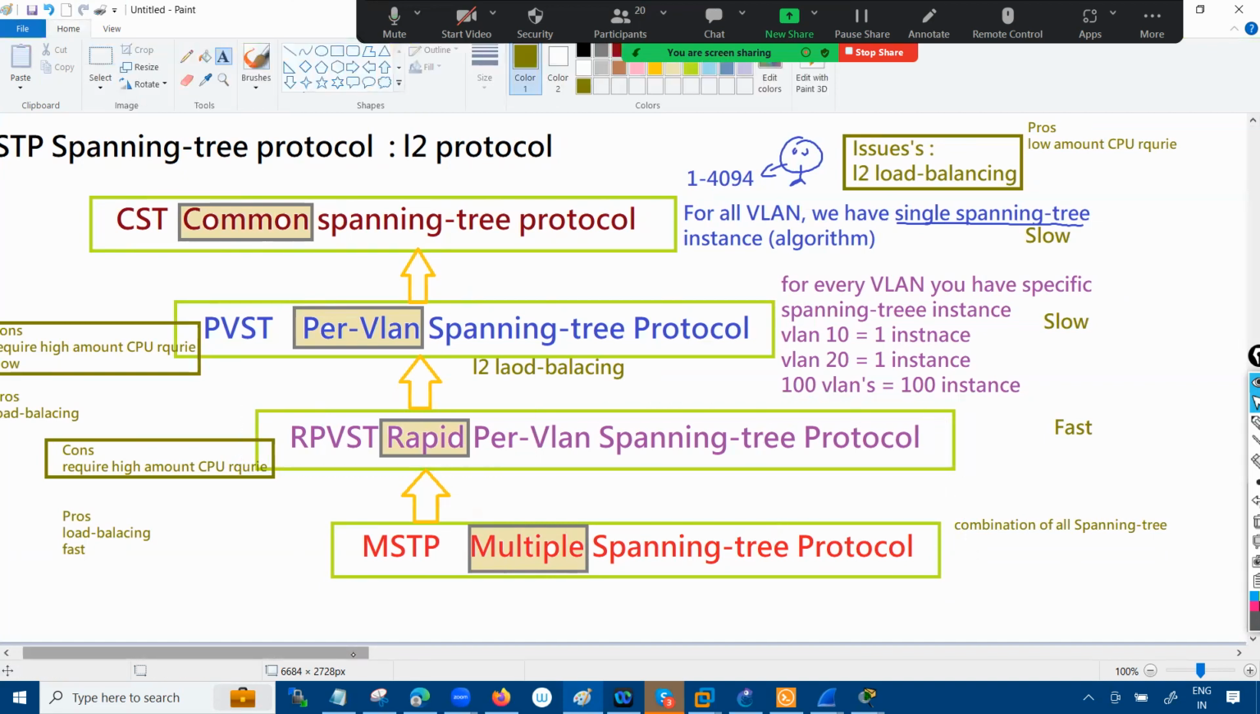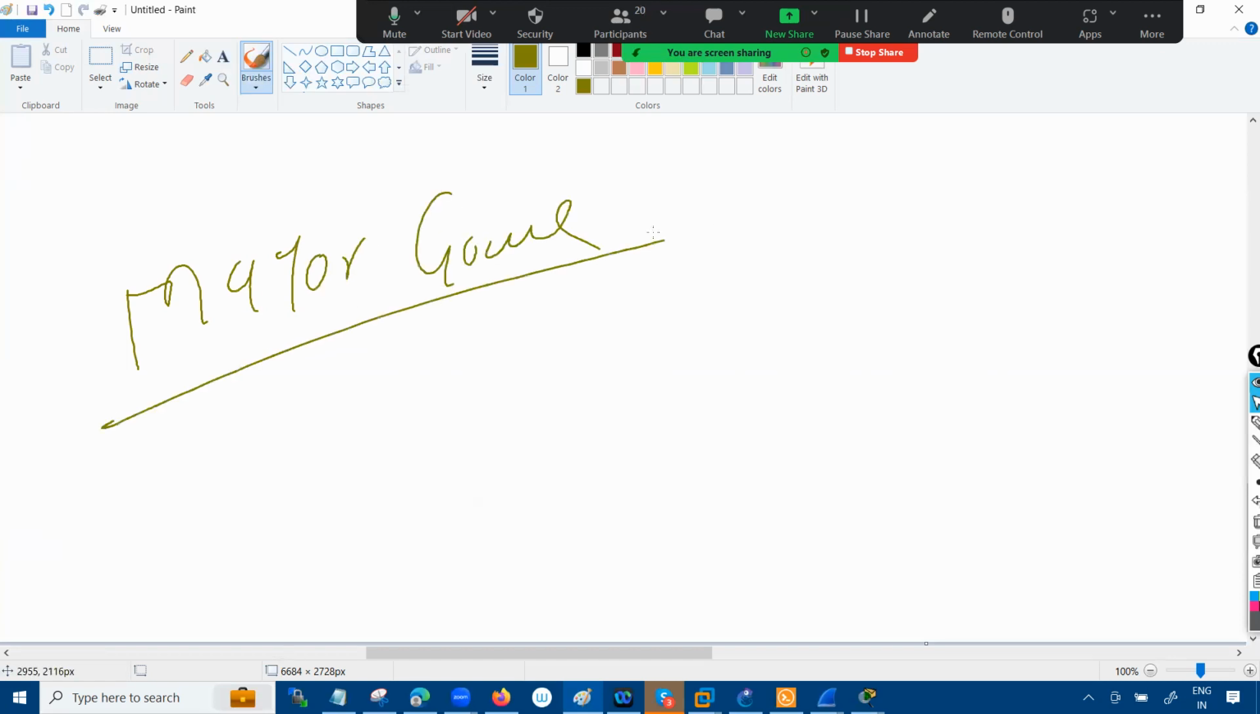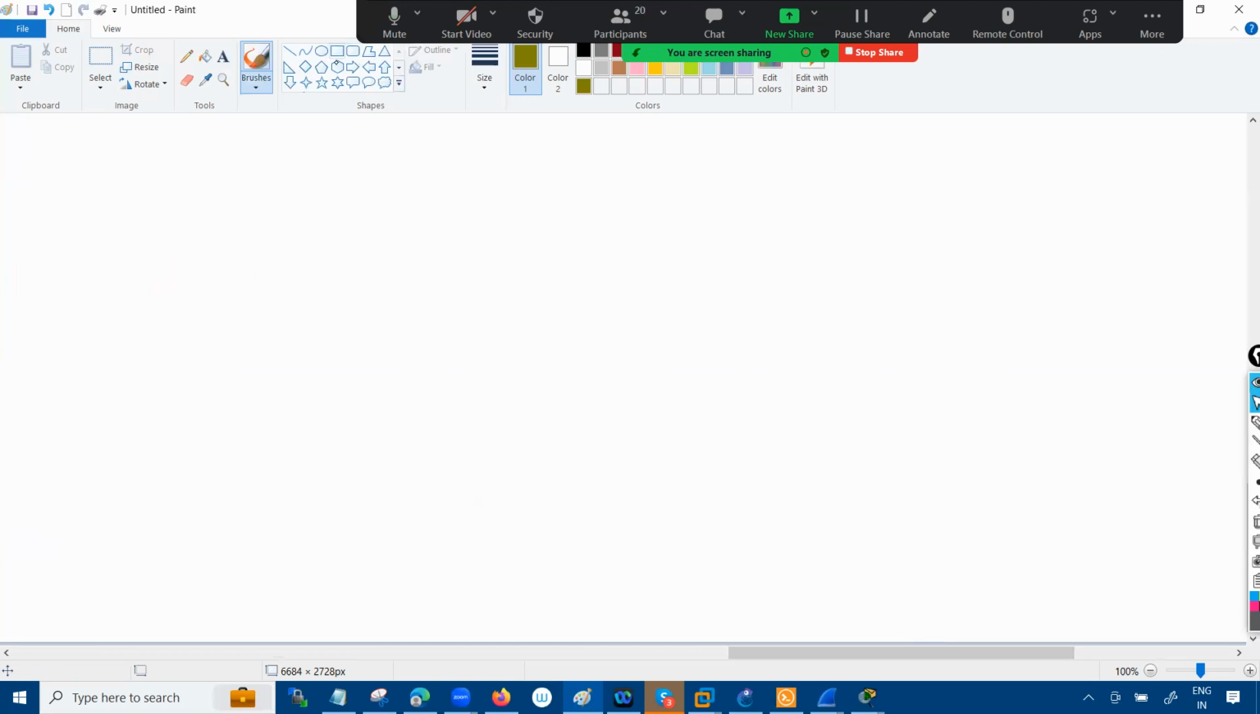Now, understand the concept. What I told you is that the major goal of any spanning tree protocol, any protocol if you see, is to what? Block the port. Now, which port am I going to block? That's the major question. So I will take the universal example, the universal topology that everyone is using. So switch one, take for example, we have.